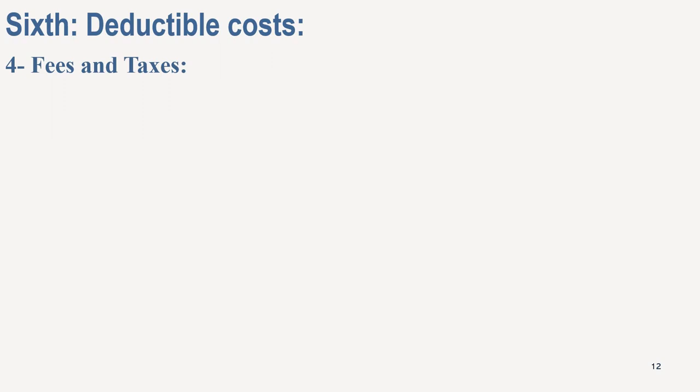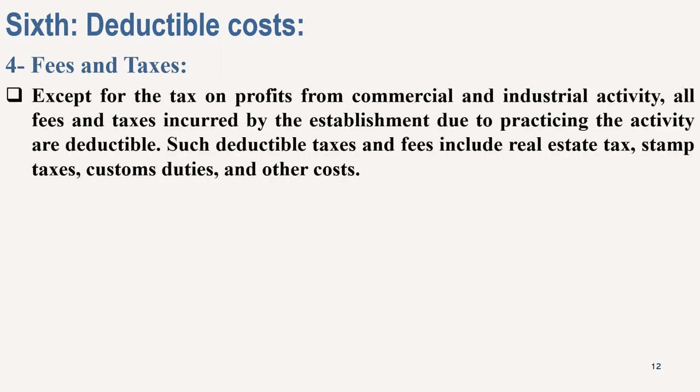The fourth item, fees and taxes. Except for the tax on profits from commercial and industrial activity, all fees and taxes incurred by the establishment due to practicing the activity are deductible. Such deductible taxes and fees include real estate tax, stamp taxes, custom duties, and other costs.